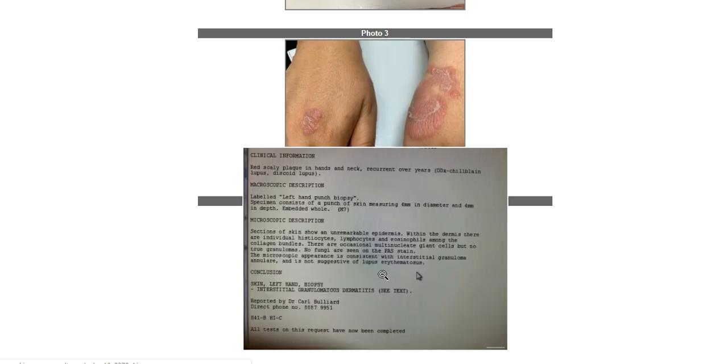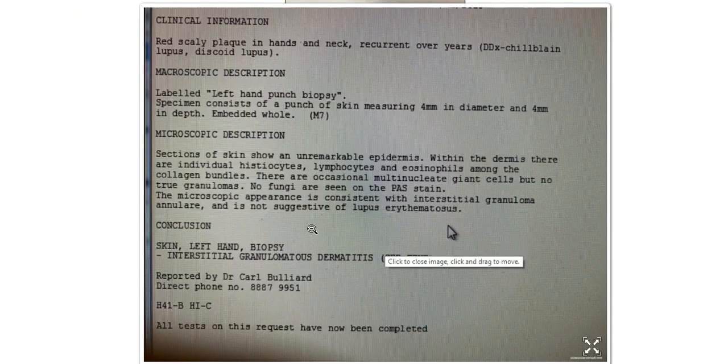But when the pathology was done, they said it was an unremarkable epidermis. Within the dermis, there were histiocytes, lymphocytes, and eosinophils in amongst the collagen bundles, and some multinucleate giant cells as well, but no granulomas. There were no fungi seen in the PAS stain. So they diagnosed that as interstitial granuloma annulare, saying there were no features of lupus.